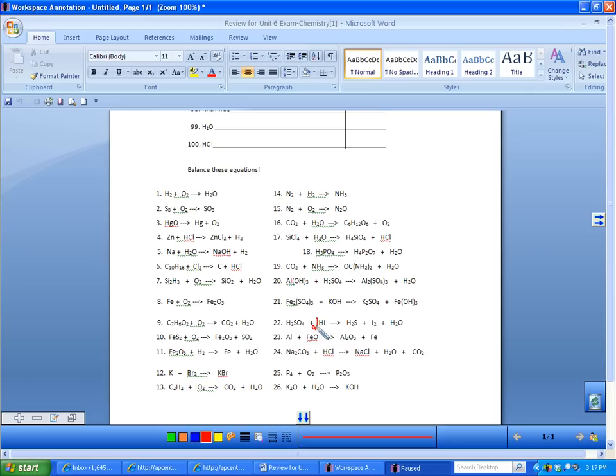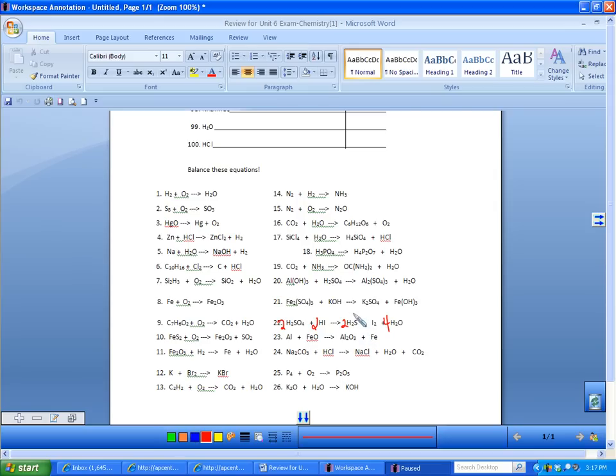2 hydrogens plus 2 more is 4 hydrogens. 2 and 2 is 4. 4 O's makes that be a 4 there, so then everything gets changed now. So let's go back and see what we want to do. Because now I have 8 hydrogens and 2 more is 10, and on this side I only have 4. So I'm going to put a 2 here. But if I do that, I have to put a 2 there.